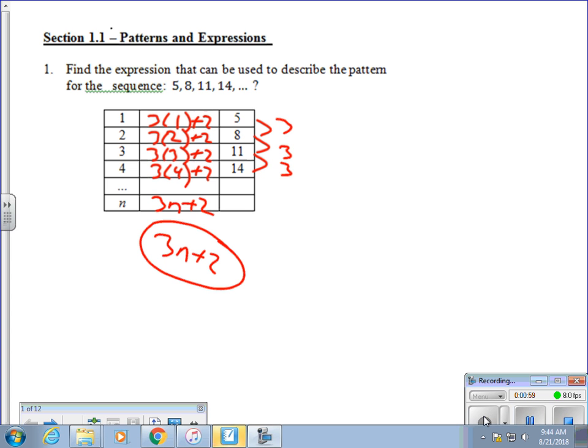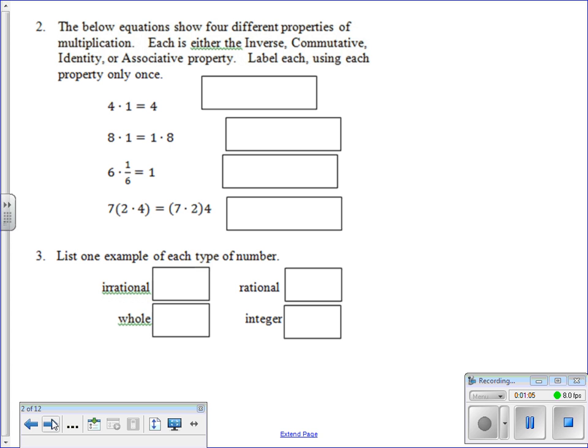Okay. Questions? Okay. Number 2 always kills me. The below equations show 4 different properties of multiplication. Each is either inverse, commutative, identity, or associative property. Label using each property only once.